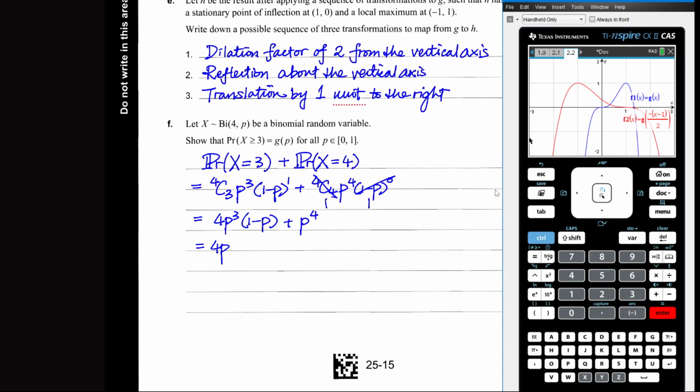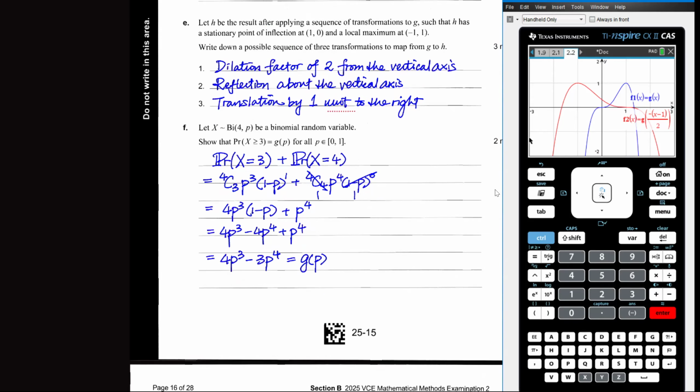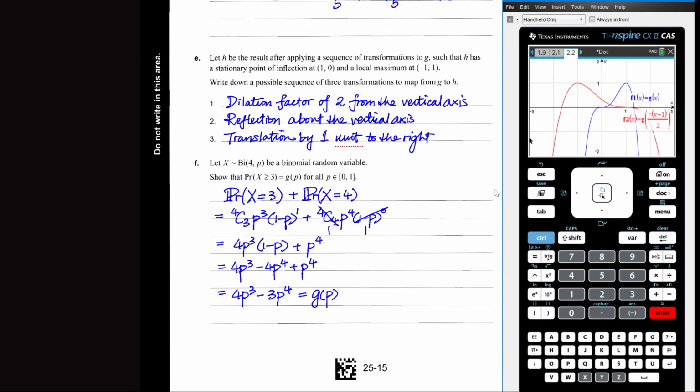So you get 4p to the power 3 minus 4p to the power 4 plus p to the power 4. And that is 4p to the power 3 minus 3p to the power 4, which is exactly the same as g of p. Okay? So this is the first show that question. Make sure you show the correct algebra.